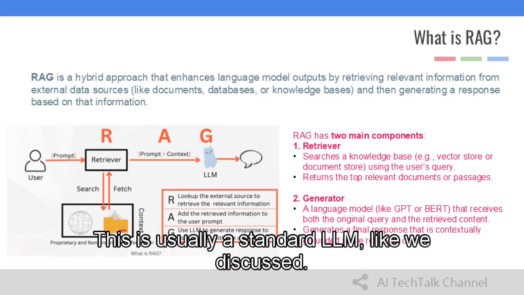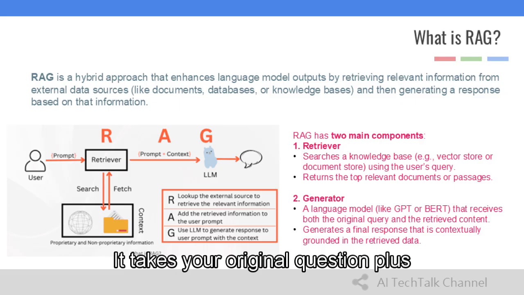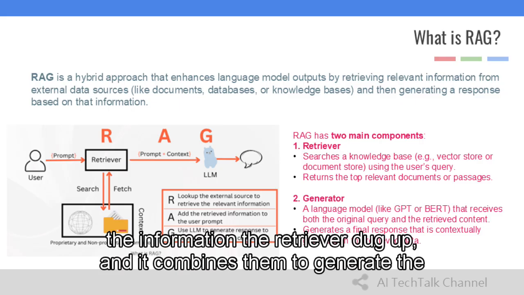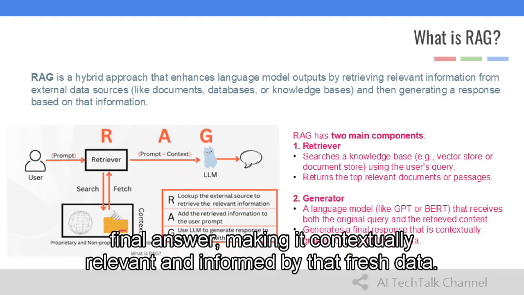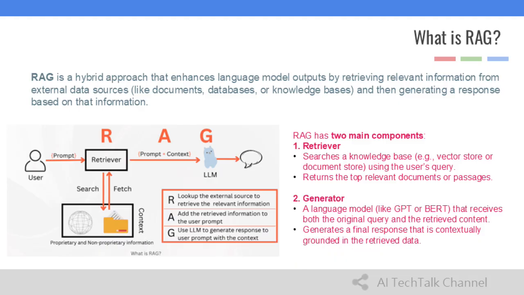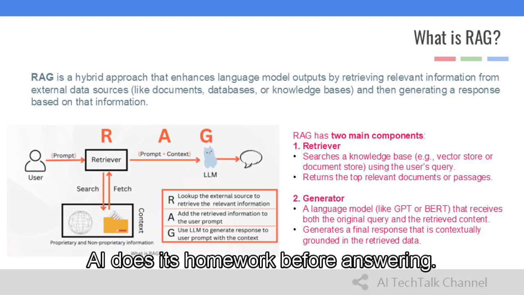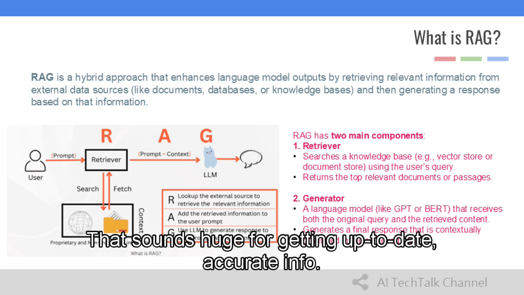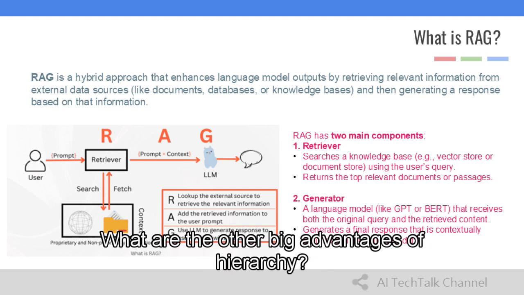This is usually a standard LLM, like we discussed. It takes your original question plus the information the retriever dug up, and it combines them to generate the final answer, making it contextually relevant and informed by that fresh data. So the AI does its homework before answering. That sounds huge for getting up-to-date, accurate info. What are the other big advantages of RAG?